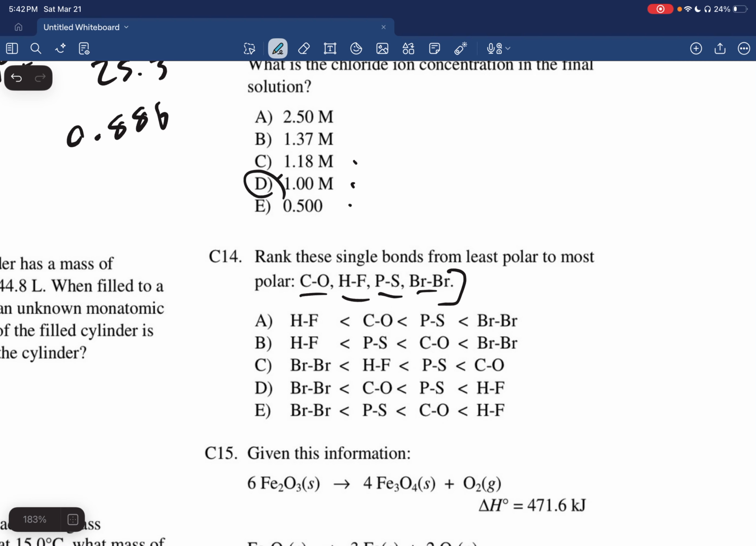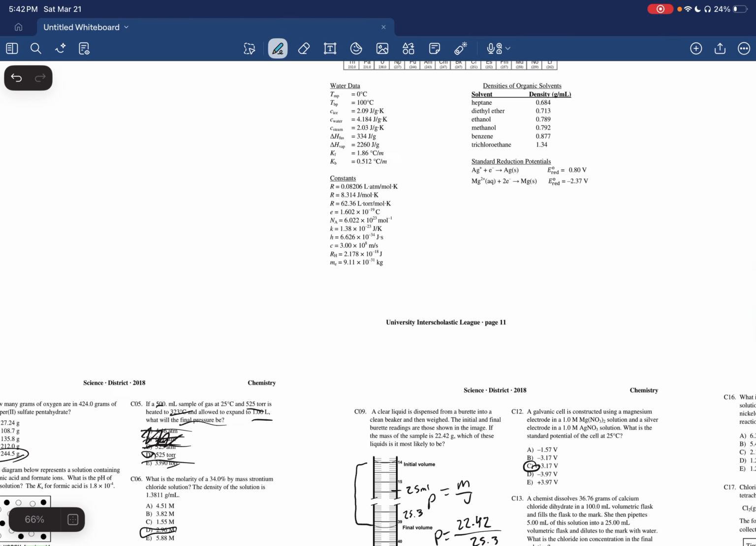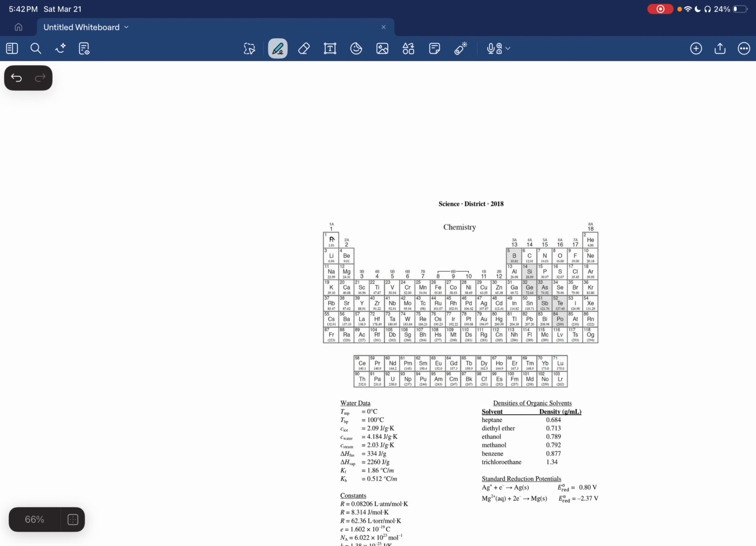Well, if you can already see here, these are the same element, so they're not going to have any difference in polarity. So we can automatically say that this is last place, and so A and B are automatically wrong. And now if you recognized hydrogen and fluorine here, well, fluorine is all the way up here. It is the most electronegative element, and hydrogen, it's not very electronegative at all. And when hydrogen bonds with nitrogen, oxygen, or fluorine, it actually makes a special, extremely polar bond known as hydrogen bonding.